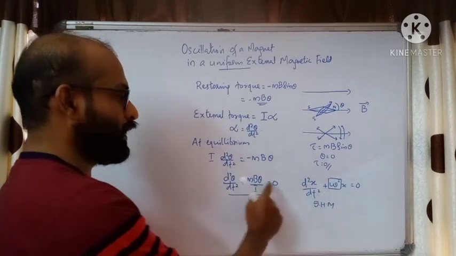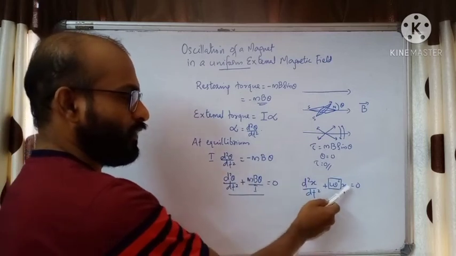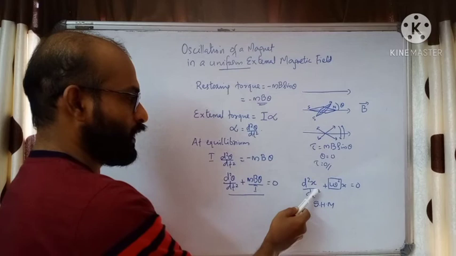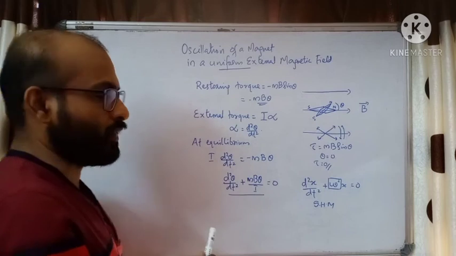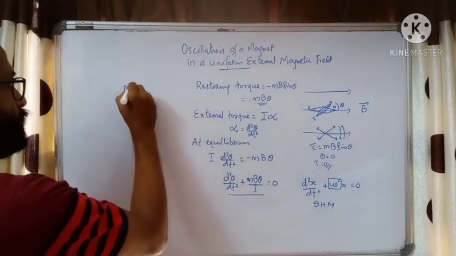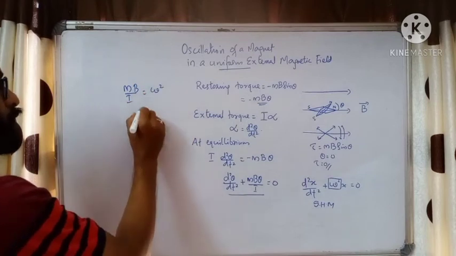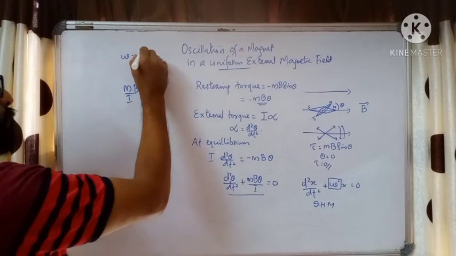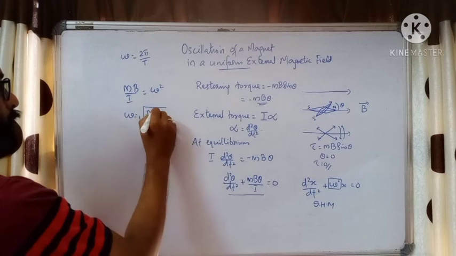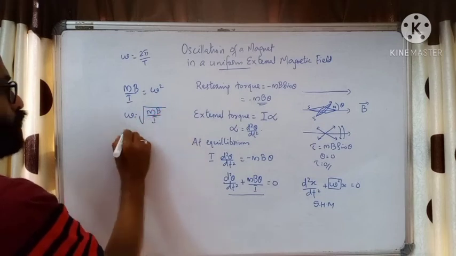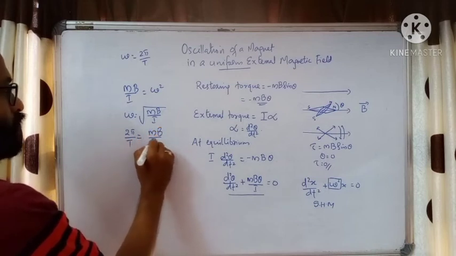What is omega square? Comparing these two equations, here we have x, here we have theta. d square x by dt square, d square theta by dt square. So mB by I will be equal to omega square. And we know omega is equal to 2 pi by T, 2 pi by time period. So omega is equal to square root of mB by I. Omega means 2 pi by T, so 2 pi by T is equal to the square root of mB by I.